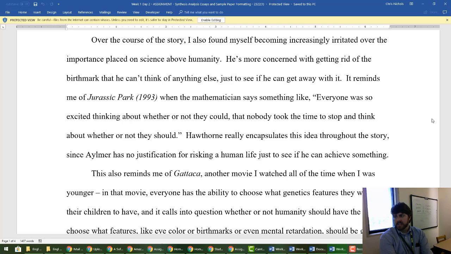Hawthorne really encapsulates this idea throughout the story, since Elmer has no justification for risking a human life just to see if he can achieve something. And so I thought, that is basically the same idea that Ian Malcolm mentions in the film. Oftentimes scientists worry so much about whether they can achieve something, they don't stop and think, well, should we do this?